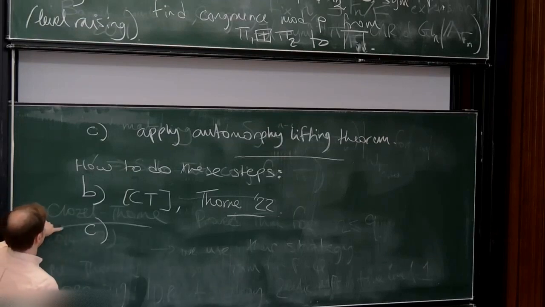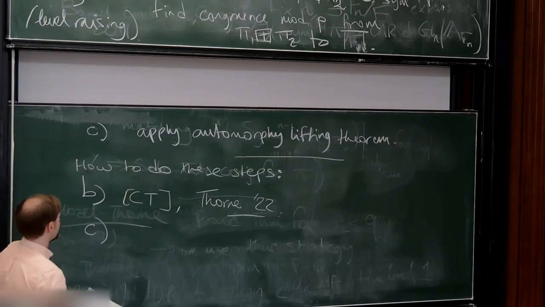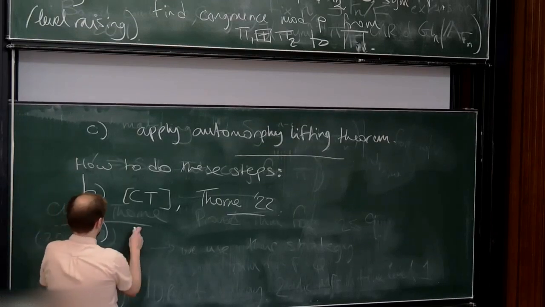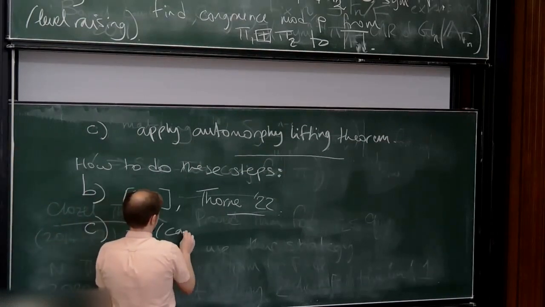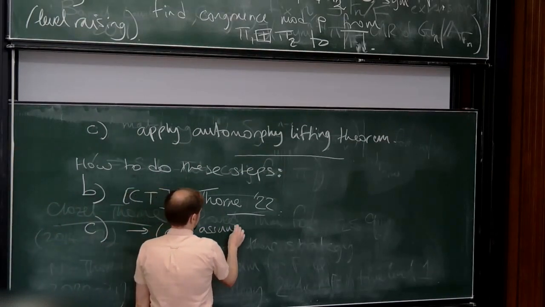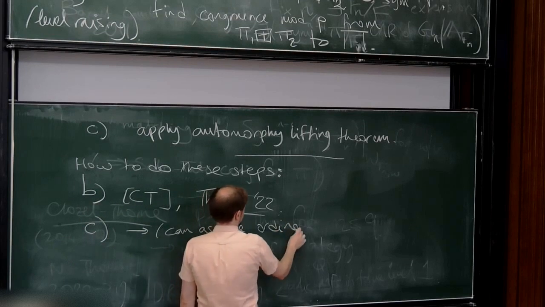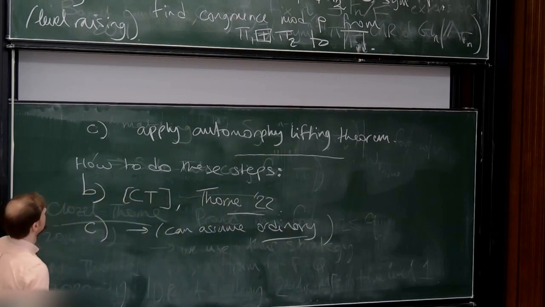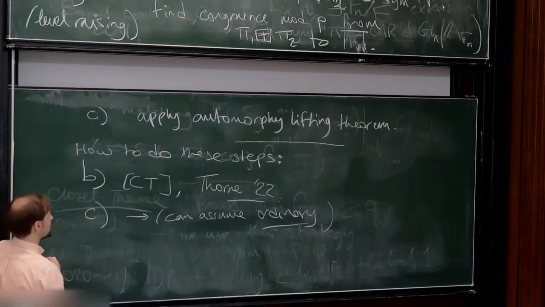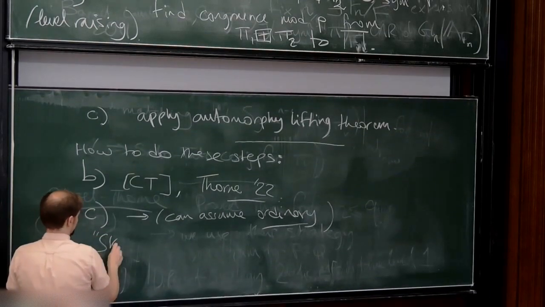All right. Step C, apply an automorphy lifting theorem. As I mentioned, something I'm sweeping under the rug is that we'll be able to put ourselves in a situation where pi is ordinary. And then we have available some automorphy lifting theorems, which apply in this residually reducible case. Let's call these Skinner-Wiles type.